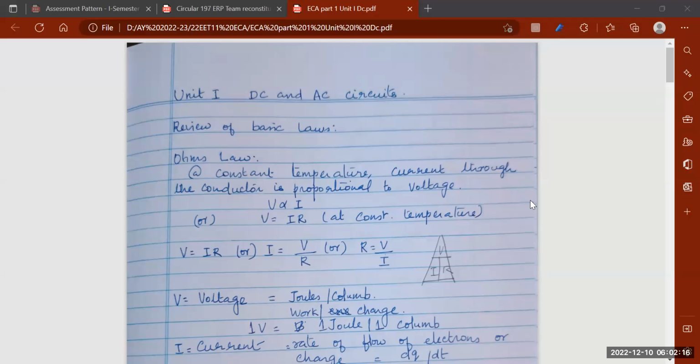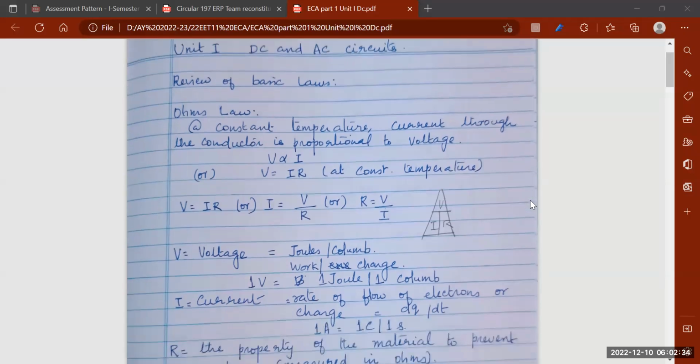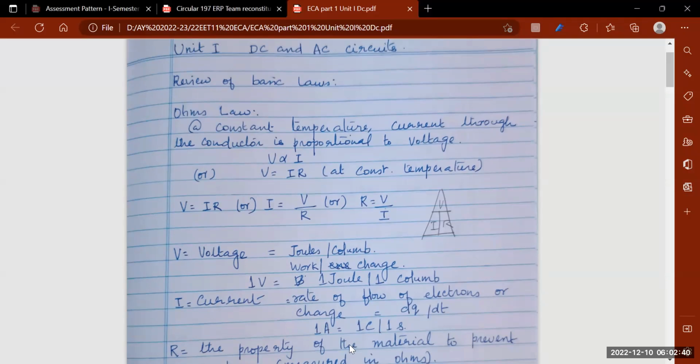Let me start our discussion on this review of basic laws. For any electrical engineer, there are three basic laws available: Ohm's law, Kirchhoff's current law, and Kirchhoff's voltage law. So in this particular lecture, we will review the basic laws of electrical engineering, right? So the first law is Ohm's law.